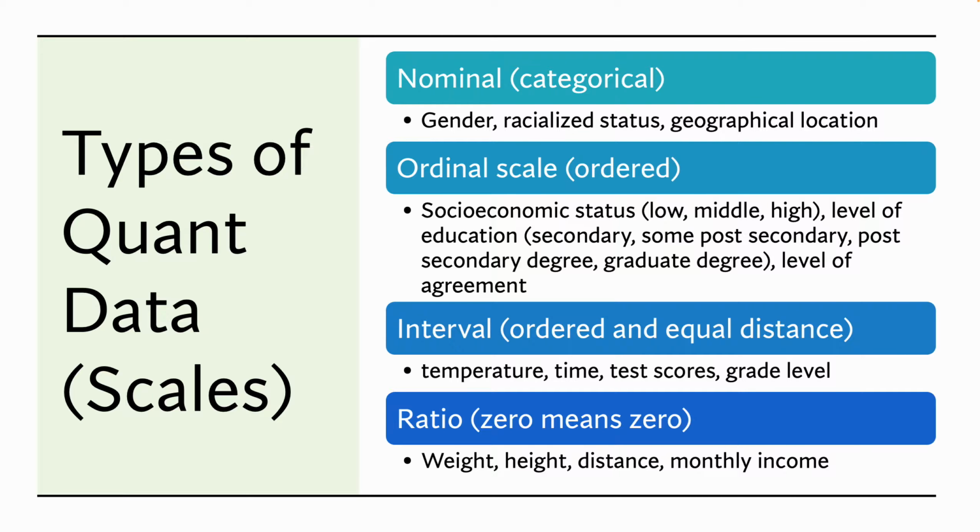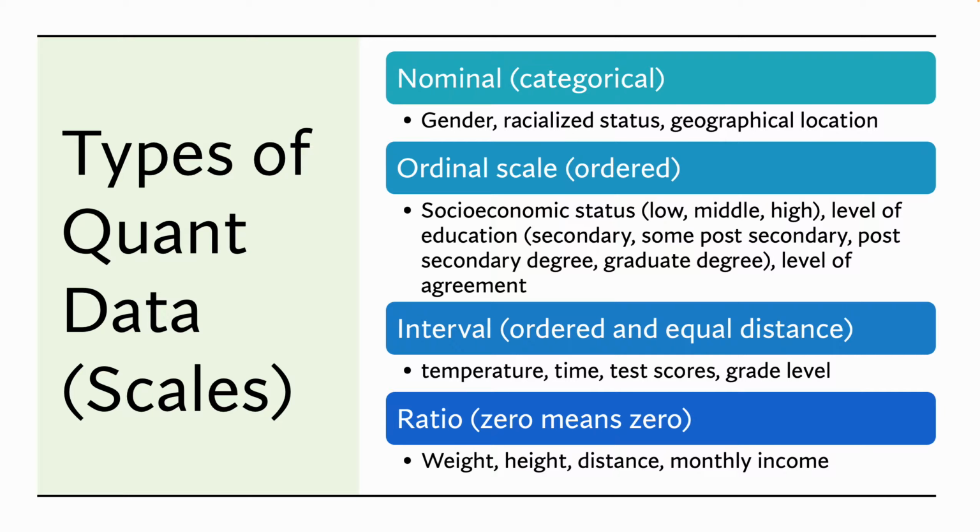Moving to the next one, interval data adds the ability to talk about the difference in how much of something you have. So this is where you've got ordered scale points as well as equal distance. So the classic example is temperature. The difference between 10 degrees and 20 degrees Celsius would be the same as the difference between 20 and 30 degrees Celsius. Time is another example, and test scores are actually another example.